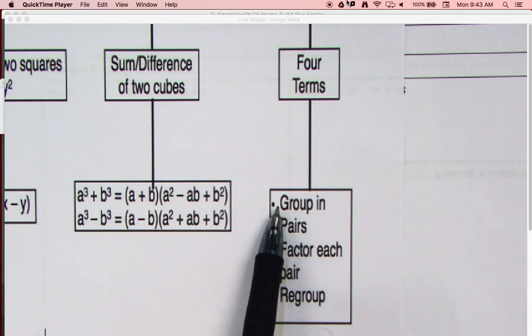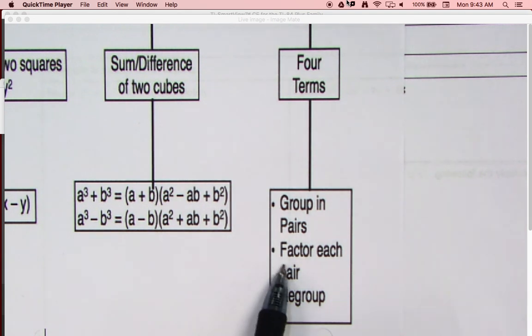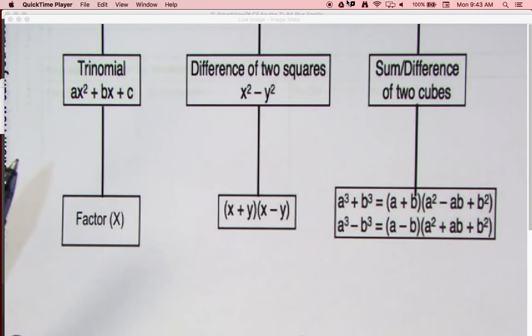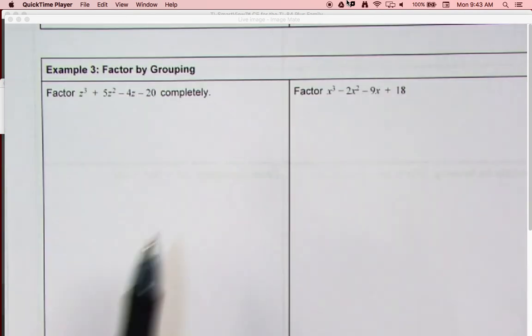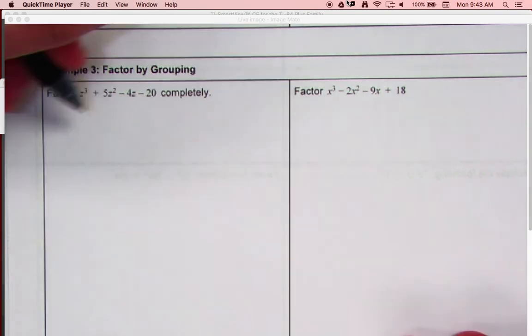You're going to take those four terms, group them in pairs, then factor each pair individually, looking for greatest common factor, and then you're going to regroup and see if there's anything else that we have to do, particularly any of those three things. Okay, so let's take a look at this first example, and then we'll do this one tomorrow in class as practice. So let me just write it down again real quick.